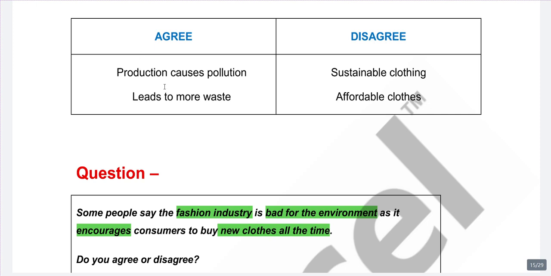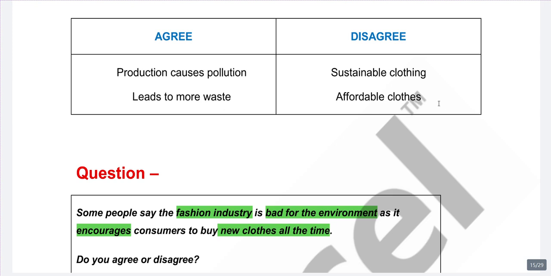If we agree, we will say yes, it's bad. Why? Because the production causes pollution. Obviously you have to produce clothes, they are not like natural things to find in the wild. You have to produce them, they are man-made. So the production process causes pollution. And second, it leads to more waste, because if you're buying new clothes all the time, what do you have to do to the old ones? Yeah, you have to throw them away. So it will lead to more waste.